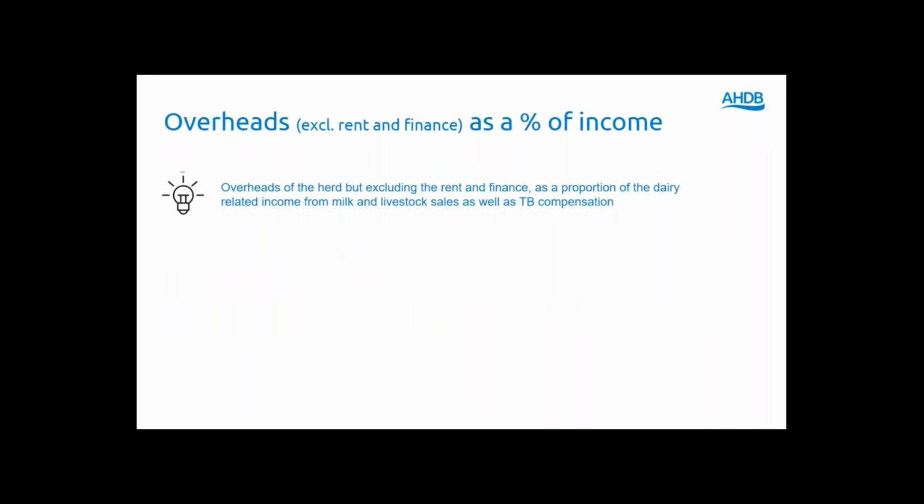Right, so what's the definition of that? The definition is the overheads of the herd, but excluding the rent and finance, as a proportion of the dairy related income for milk and livestock sales, and that could also include compensation from TB reactors as well. Okay, so that's our definition.